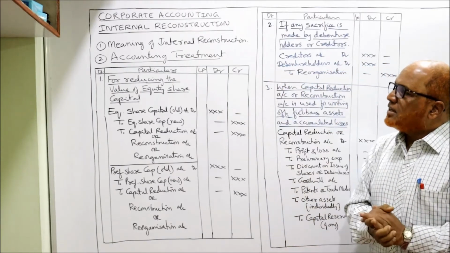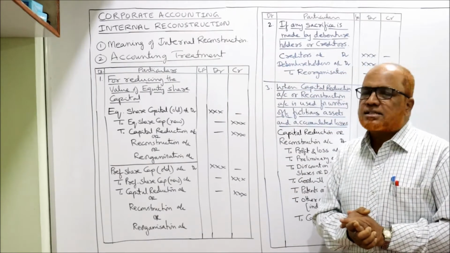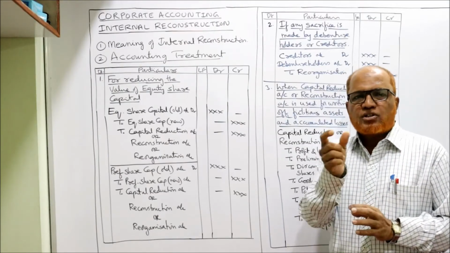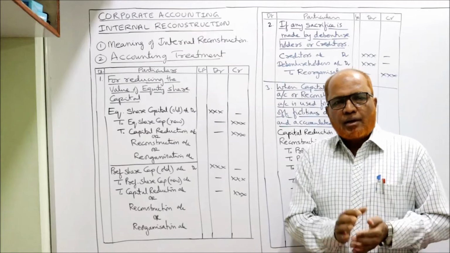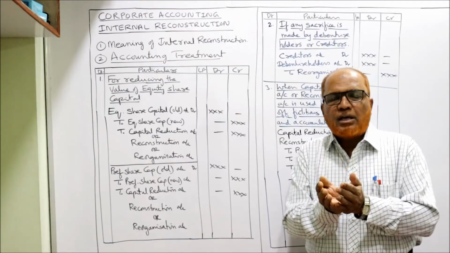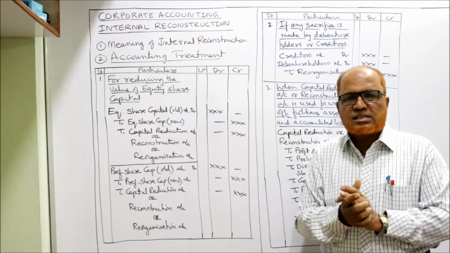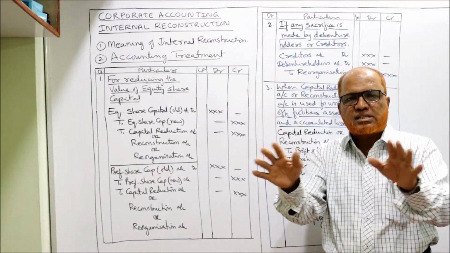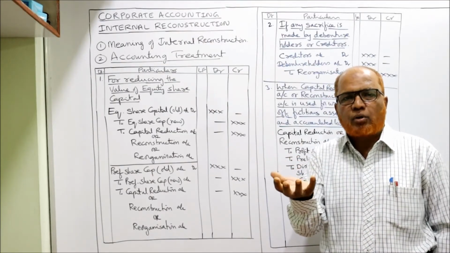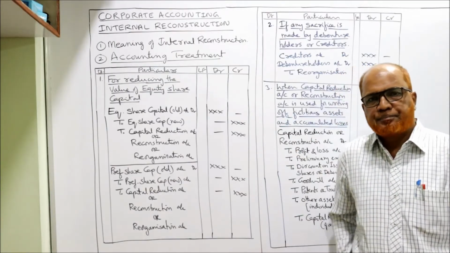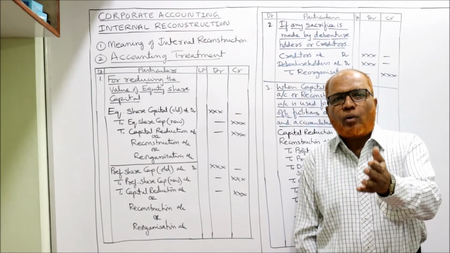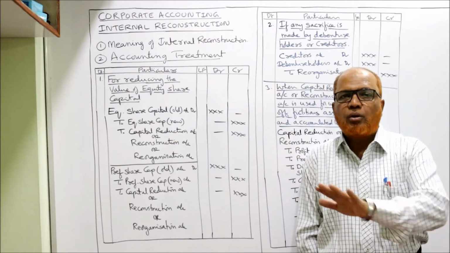Now, I'm starting the next chapter, internal reconstruction. Let me go back to the previous chapter: amalgamation, absorption and reconstruction. Amalgamation is when two or more companies are wound up and a new company is formed to take over the business of the existing companies. Example: A Limited and B Limited, two existing companies, are wound up, and a new company, C Limited, is specifically formed to take over the business of A Limited and B Limited. That is called amalgamation.